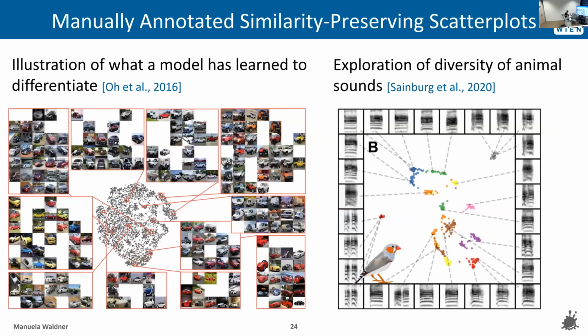We also looked into machine learning literature, and we found that when people use these projections, these similarity preserving scatter plots, they usually have some sort of annotation for it. Either they're plotting the instances themselves, if they have very few of them, or if they have many, they would use these insets to illustrate different parts of the latent space and how they relate to each other. So here, just a couple of cars, an illustration of which types of cars the model has learned to distinguish. And also interesting for animal sounds, where you show the frequency patterns of the clusters of the animal sounds.